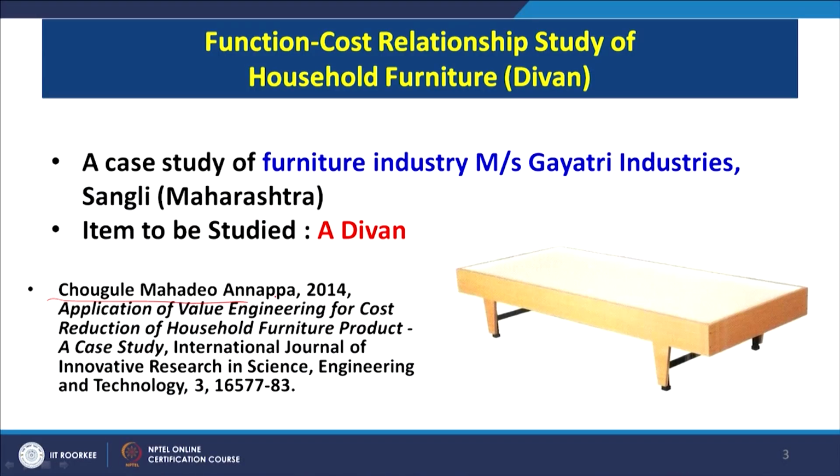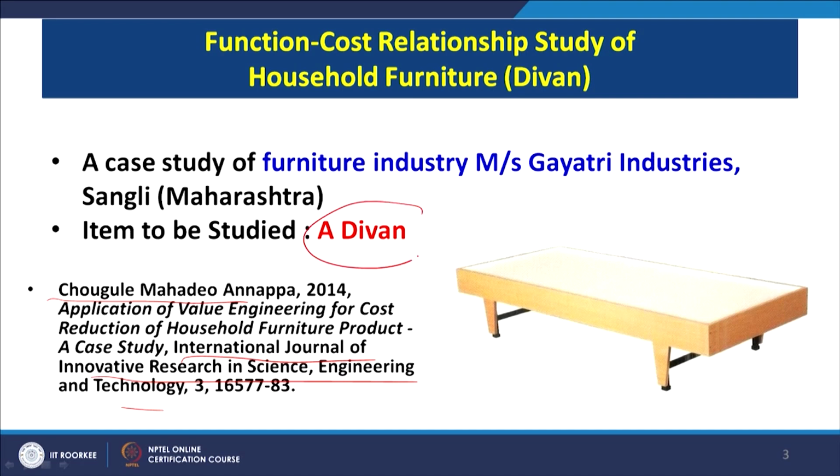We would like to find out what is the percentage contribution of the basic function in the overall cost of the product, or the overall price that we are charging from the customer, or are there some secondary functions which we can plan to eliminate. So, we have taken an example of a research article which was published by Mr. Chaugule Mahadev in the International Journal of Innovative Research in Science and Engineering. This is just an example that we have taken.